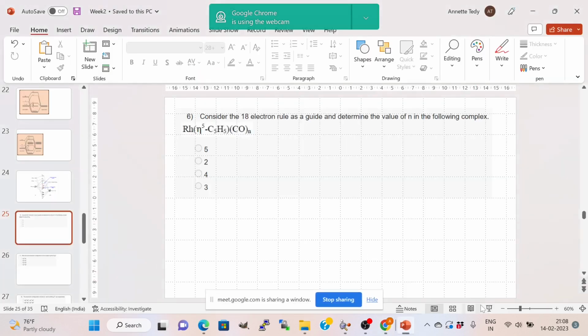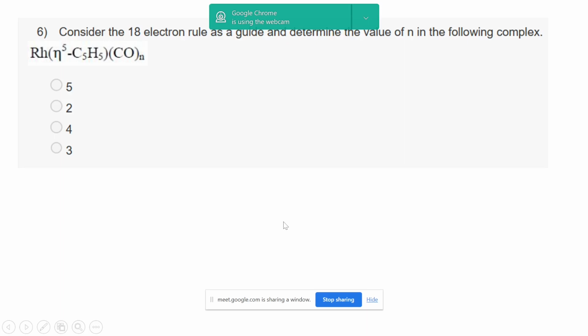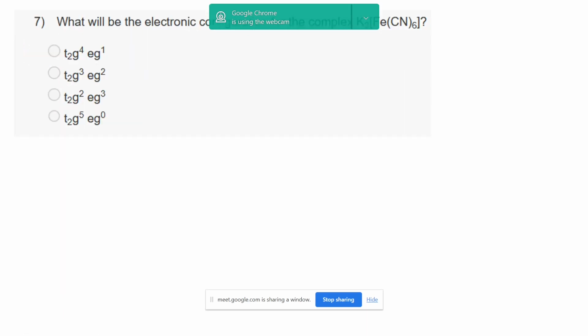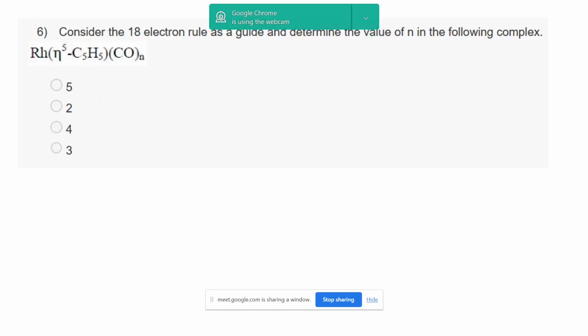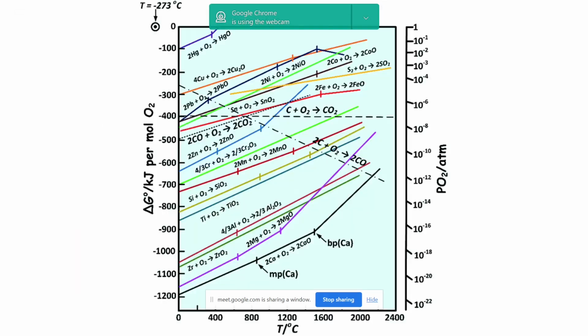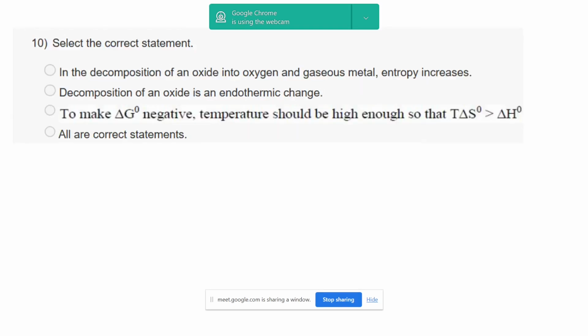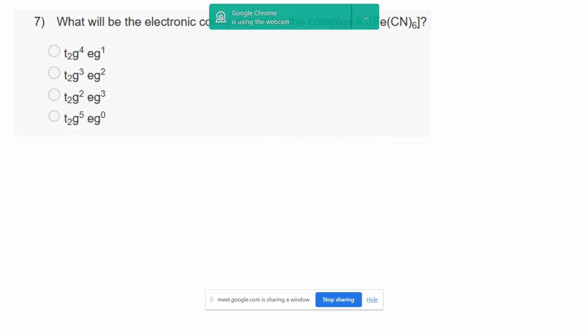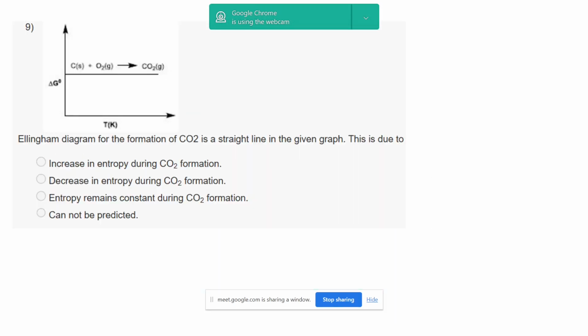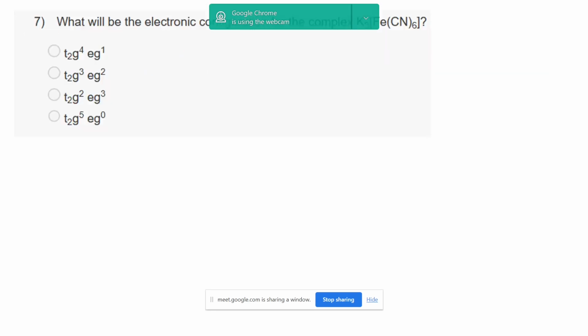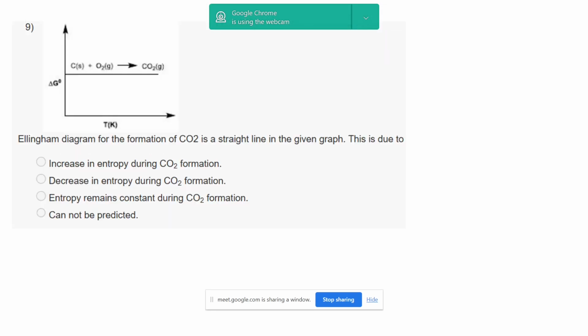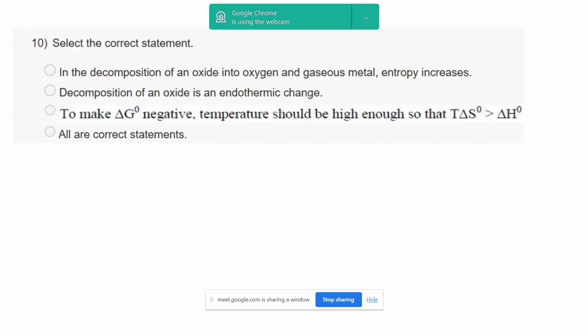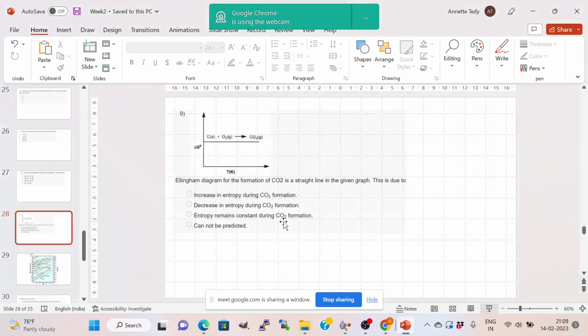Actually, I'm a bit confused with this question. Maybe in the next class I will discuss. We have some more questions, but it is already 9 o'clock. Maybe we can stop. Next class I'll discuss other questions. Or if you are okay with it, these are similar only. Maybe I can go to this Ellingham diagram, explain a bit, then maybe we can wrap up. Whatever you guys are comfortable with.